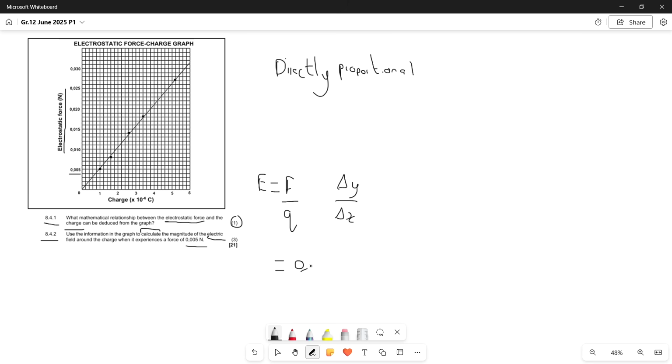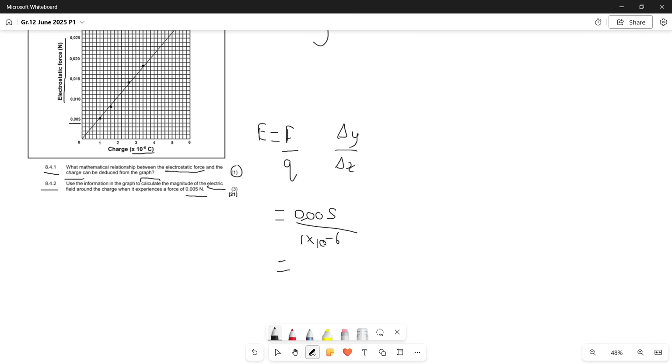So 0,005 newtons is what we're working with for our force, and then our charge over there is 1 times 10 to the negative 6. Just don't forget the 10 to the negative 6 over there. So we can write that in, and our final answer is 5,000 newtons per coulomb to the negative 1. And that just earned us 3 marks for the last question and 21 marks for the whole section.